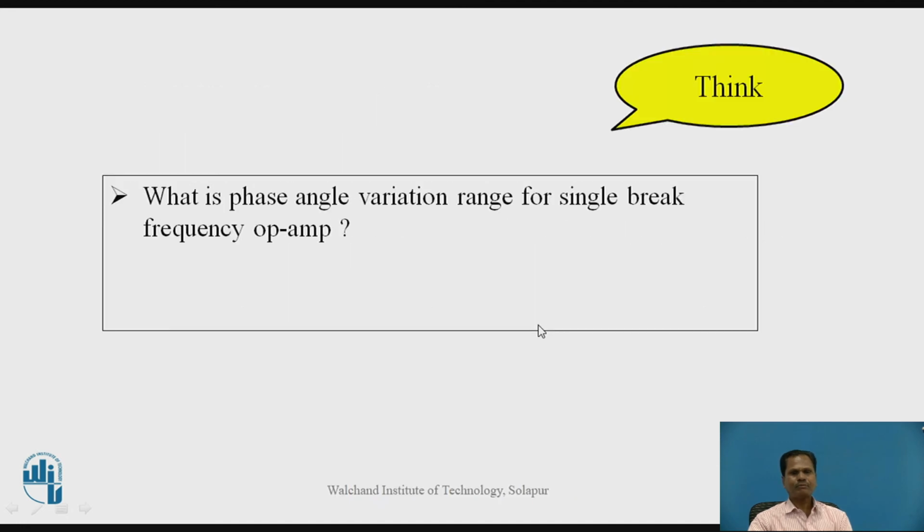The students can pause the video here and try to answer this question. What is the phase angle variation range for a single break frequency operational amplifier? For a single break frequency operational amplifier, as input signal frequency increases, the phase angle varies from 0 degrees to a maximum of minus 90 degrees.